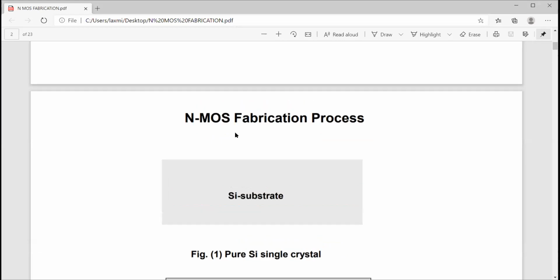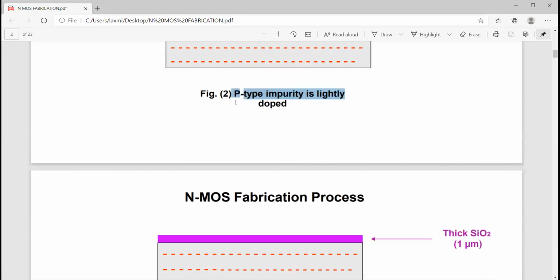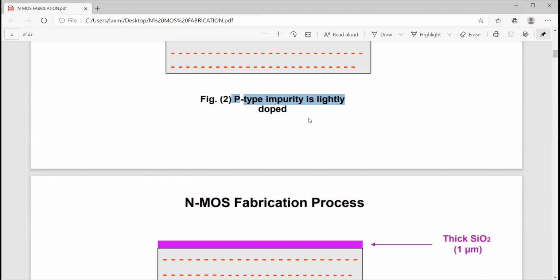So if we want to fabricate NMOS, we need to take a P substrate, a small piece that we take as the base. When constructing any house, the base is very important. Here also, when we want to fabricate NMOS, we need one base, and on the base we form a number of layers. So we take a P-type base, lightly doped with P-type impurity.